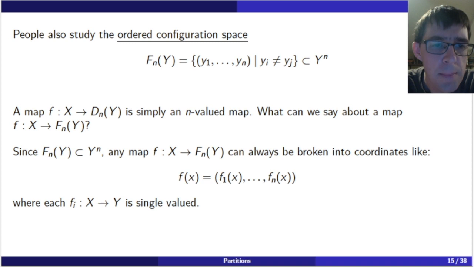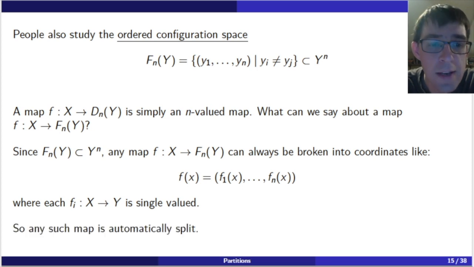All right. In fact, if you had such a function, if you had a map from x into the ordered configuration space, you can always break it into n coordinates in this way, because there will always be some well-defined first value, and there's always some second value, and you can put them in order. And so automatically, in that case, you can split up the multifunction f into its individual n different values, and there are n different functions which make them. So if you have a map into the ordered configuration space, it will always split in the way that we've been talking about so far. All right? So any such map is automatically split.